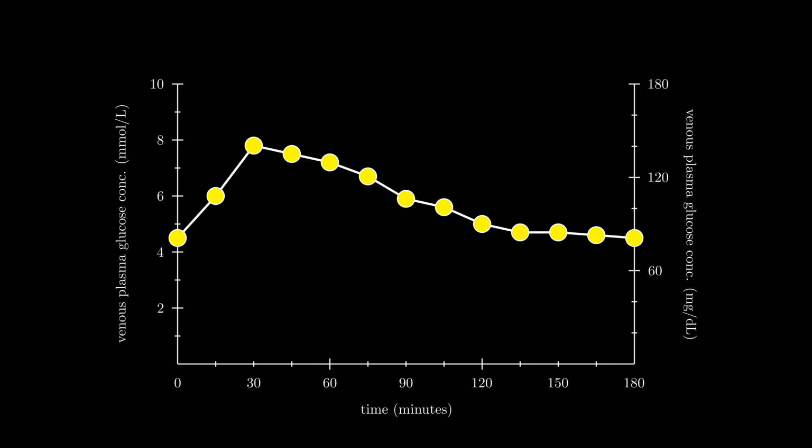Now the question is, how can we explain the shape of this curve? Each time we draw blood, we're measuring the glucose concentration in the cardiovascular system, here referred to as CVS. But remember, H didn't receive an injection of glucose, they drank it.